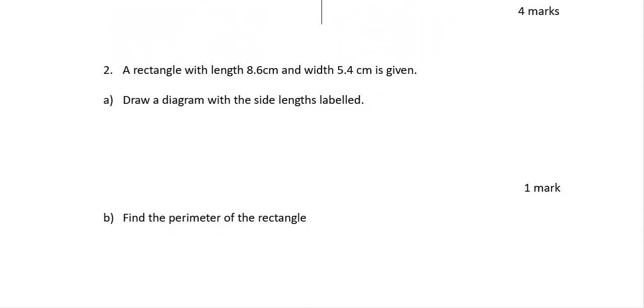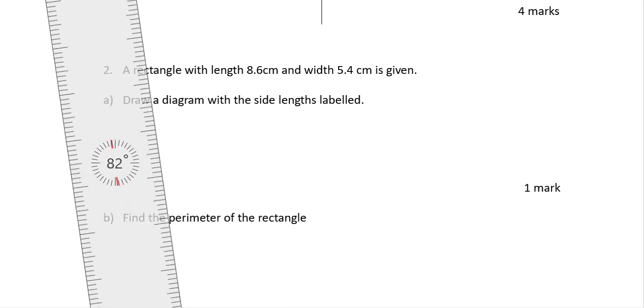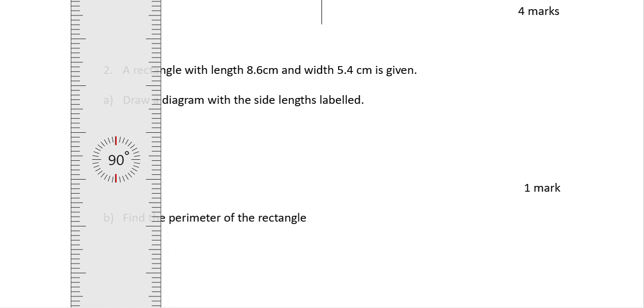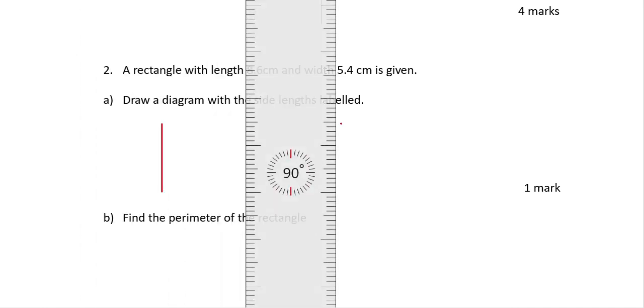A rectangle with length 8.6 centimeters and width 5.4 centimeters is given. Draw a diagram with side lengths labeled. Okay, so this is where you'll be using a ruler. It's pretty obvious. Just use your ruler. Just draw any rectangle. Doesn't matter. Doesn't have to be accurate. Okay, just draw something like this.